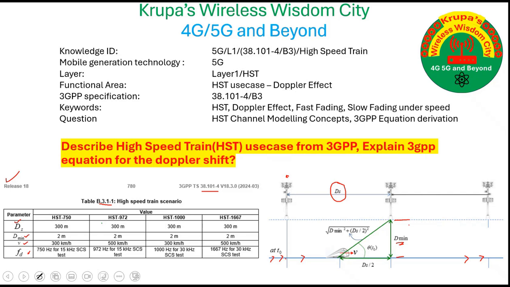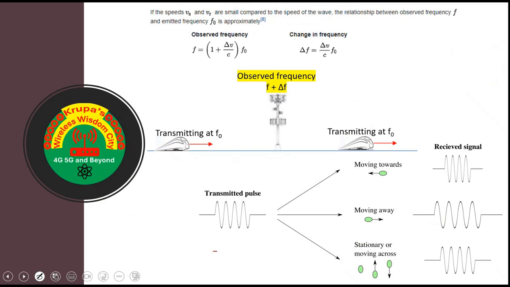So HST 750, HST 972, 1000, and 1667. The nomenclature here is in hertz: this is 750 hertz of Doppler shift, this is 972 hertz of Doppler shift, this is 1000 hertz, and similarly 1667 hertz of Doppler shift that you are experiencing. All right, this is what 3GPP says about the Doppler shift. So we'll go into more details.